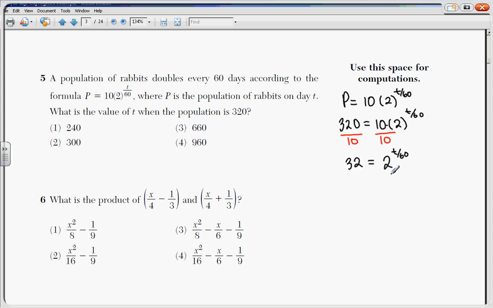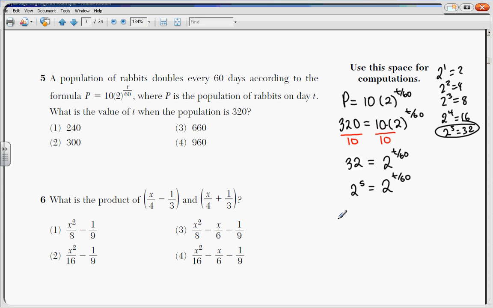Now let's take a close look at this though. Can I express 32 as a power of 2? If I could, then whatever the powers are, they could be equal, right? So what is 32? If you think about it, 32 is a power of 2 because 2 to the 1 is 2, 2 to the second is 4, 2 to the third is 8, 2 to the fourth is 16, 2 to the fifth is 32. Voila, this is what I need right here, okay?